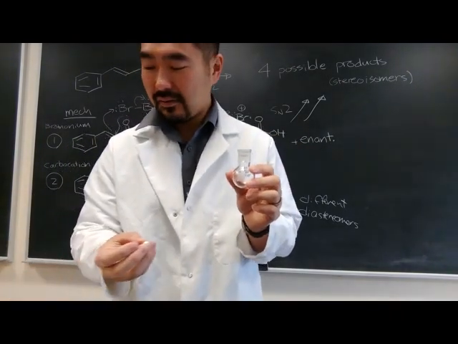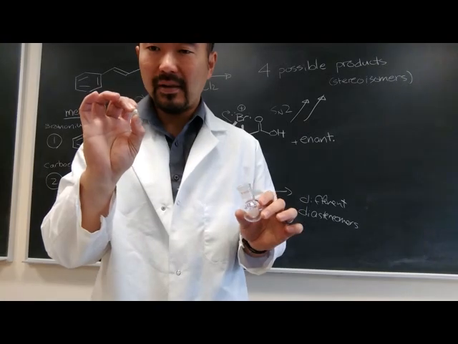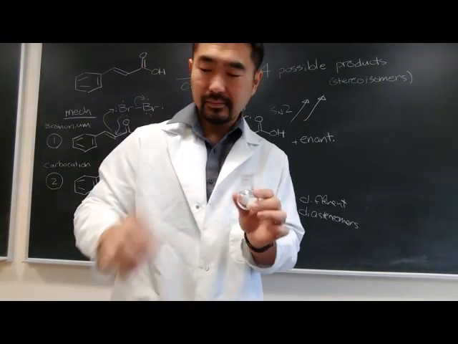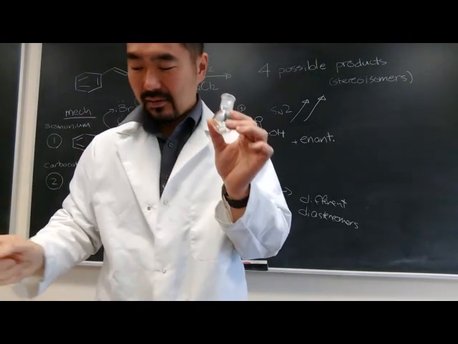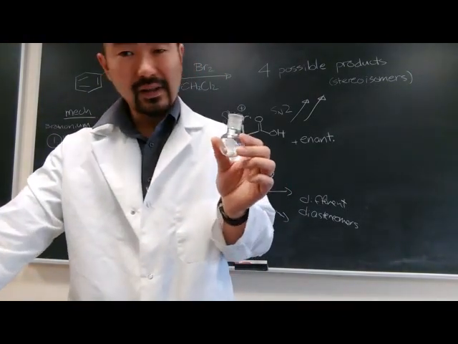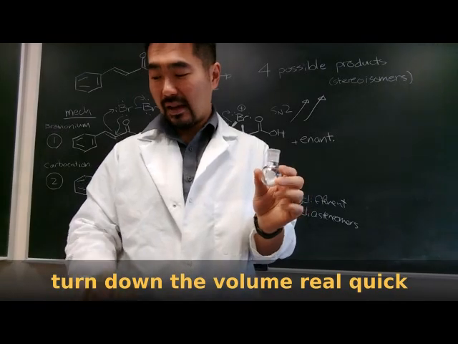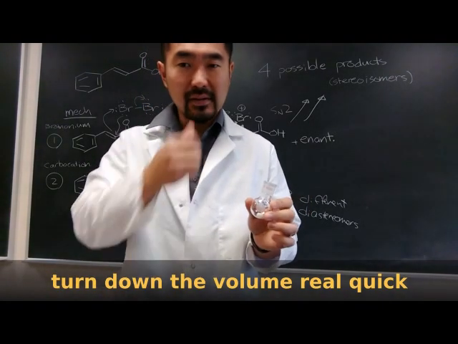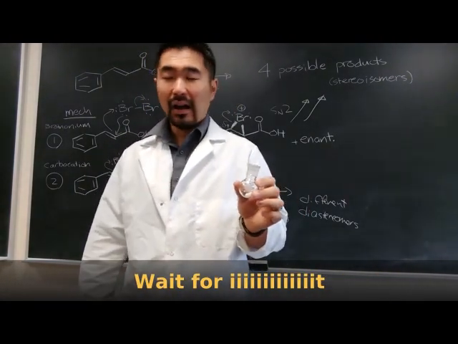And then you don't want to forget to add your magnetic stir bar, because you're going to use that. And then add your dichloromethane, 3 mLs, and approximately 1.7 mLs of bromine solution.